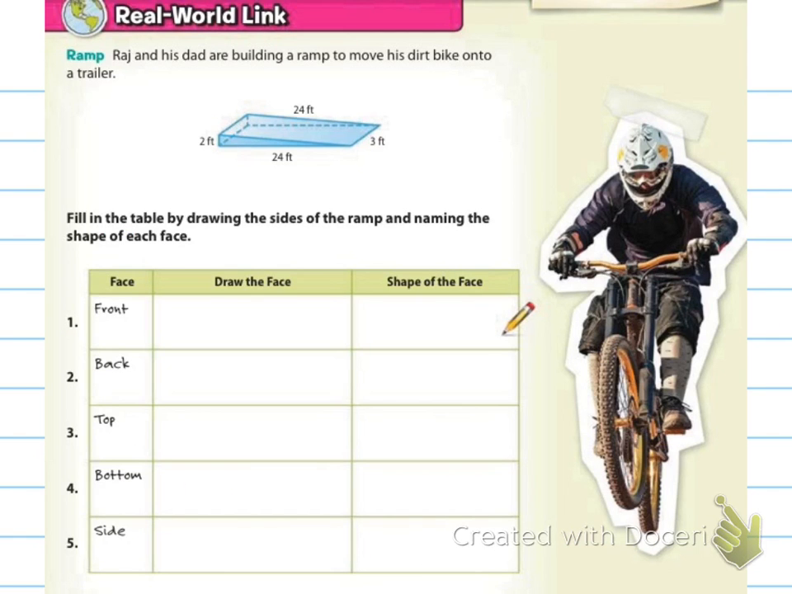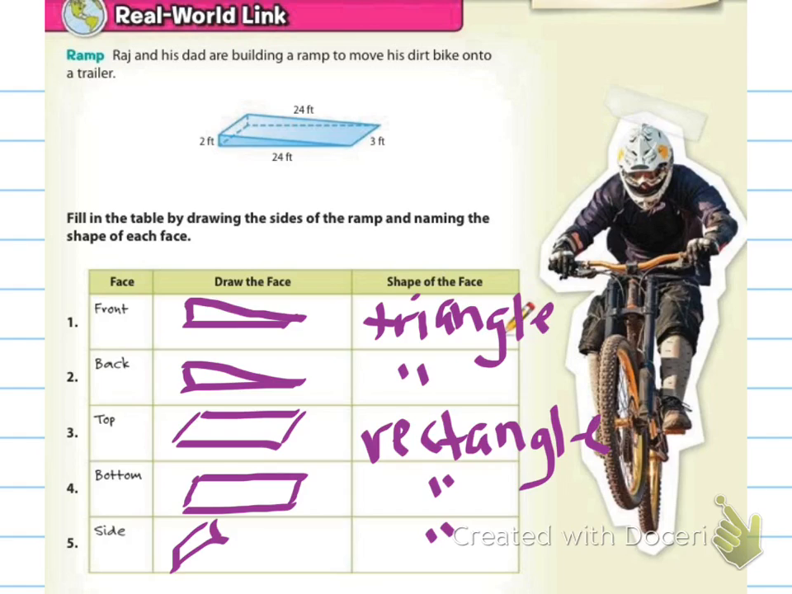All right, we're looking at the real-world link, and it says that Raj and his dad are building a ramp to move his dirt bike onto a trailer, and it gives us a picture of the ramp in the center. It says, fill in the table by drawing the sides of the ramp and naming the shape of each face. So go ahead and fill in 1 through 5. You're drawing the face, and then you're also saying what shape it is. Pause the video now and fill those in.